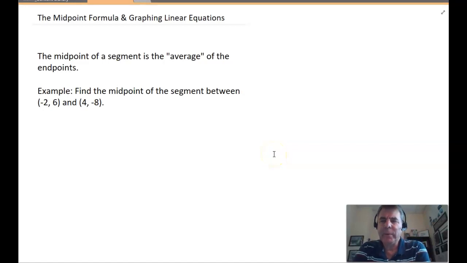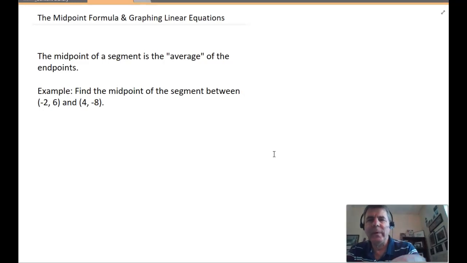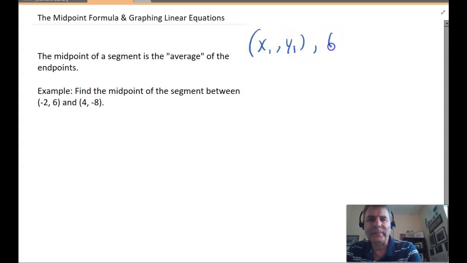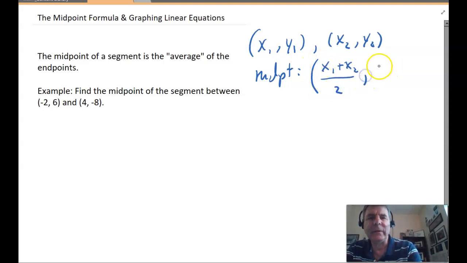To find the midpoint of a segment, the point that's halfway between these two endpoints, you're just going to take the average of the endpoints. So what that means is if I have 2 points, x1, y1, and x2, y2, then the midpoint is the average of the x's, so I'm going to add them together and divide by 2, comma, and then the average of the y's. Add them together and divide by 2.